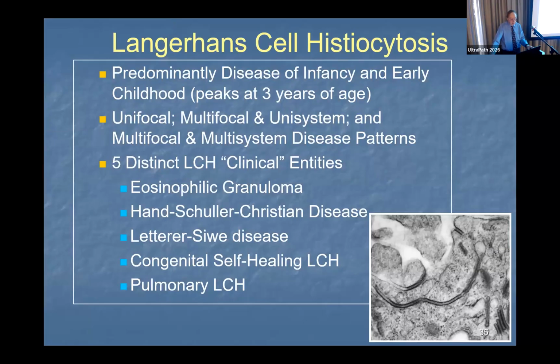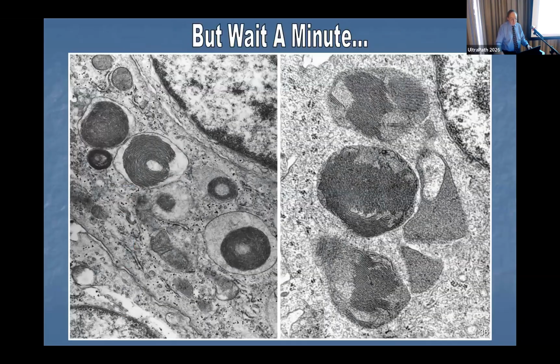LCH by itself is predominantly a disease of infancy and early childhood, peaking at about 3 years of age, but we do see it in adolescents and adults as well, though fairly rare. It can be a unifocal disease, multifocal and unisystem, or multifocal and multisystem disease, and these are the patterns. The clinical entity terms listed here we discourage using, because these are very outdated terms. Basically, you talk about unifocal, multifocal unisystem, or multifocal multisystem disease patterns.